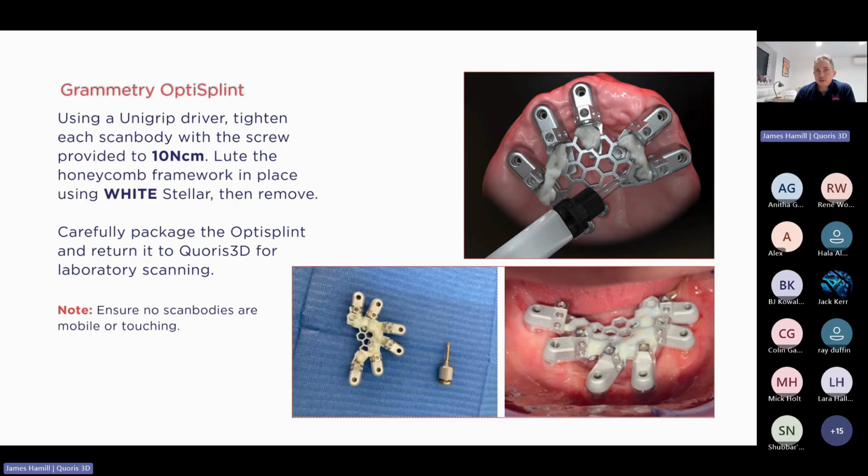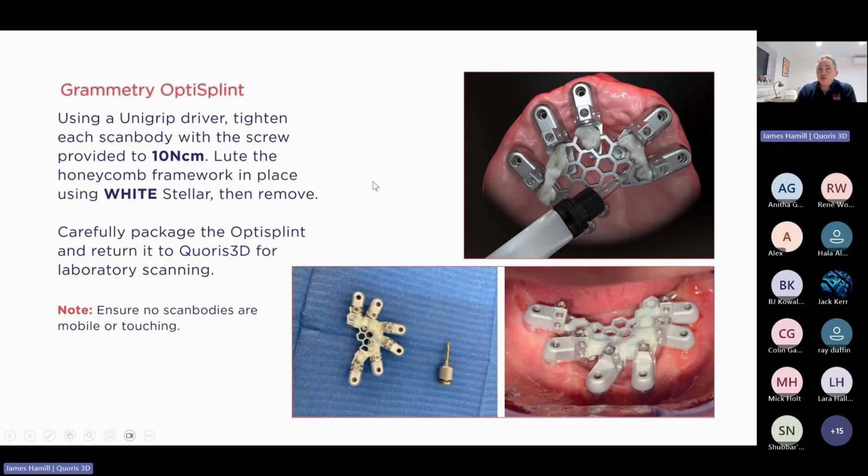They must not touch and they must aim palletly. They've all got little arms on them. You can see it just about here and underneath the honeycomb grid, which you then lute in place. So you put the scan body on, aim them palletly, make sure they are not touching. So it's different to ArchBridge, which is placed along the ridge. These are placed towards the pallet, and you lute them together with this honeycomb and use composite, or we prefer what is called Stellar. And we find that white is easier to scan than pink.